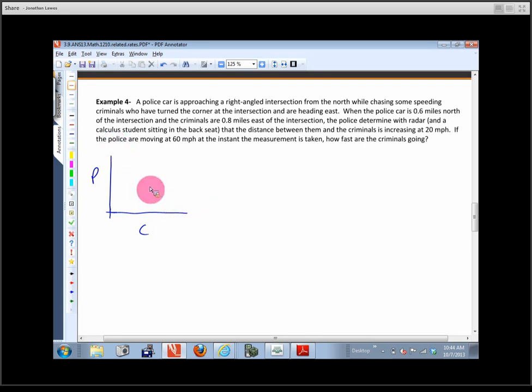Let's see, what variable do you want to use here? We could use d, but that's going to look a little bit funny. We're going to be finding derivatives. We probably don't want to write d dt. Sounds a little funny. Let's call it s, just so we can keep those straight. Is s changing? Yeah, it's going to be changing. In fact, it tells us that the distance between them and the criminals is increasing at a rate of 20 miles per hour. This distance is changing. They just told us in the problem that it was changing.